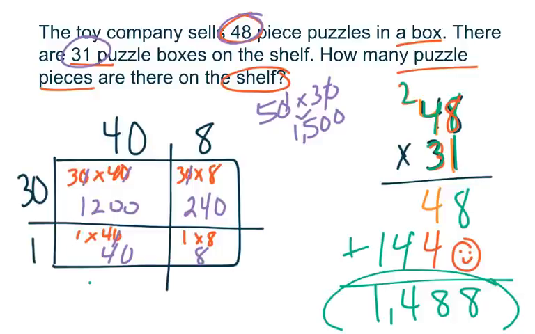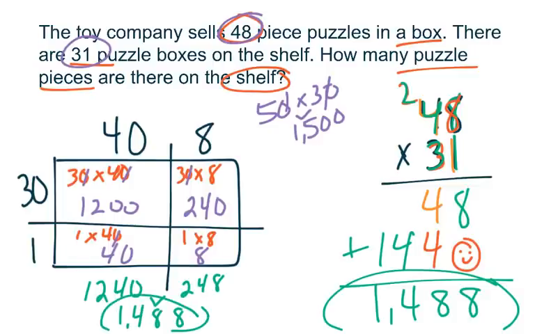So I found those partial products. I'm going to go ahead and add those partial products. And then I have to add these two pieces together. And I get 1,488, which is the same as I got for my regrouping. So I can be pretty confident in those answers and the fact that they're close to my estimate.